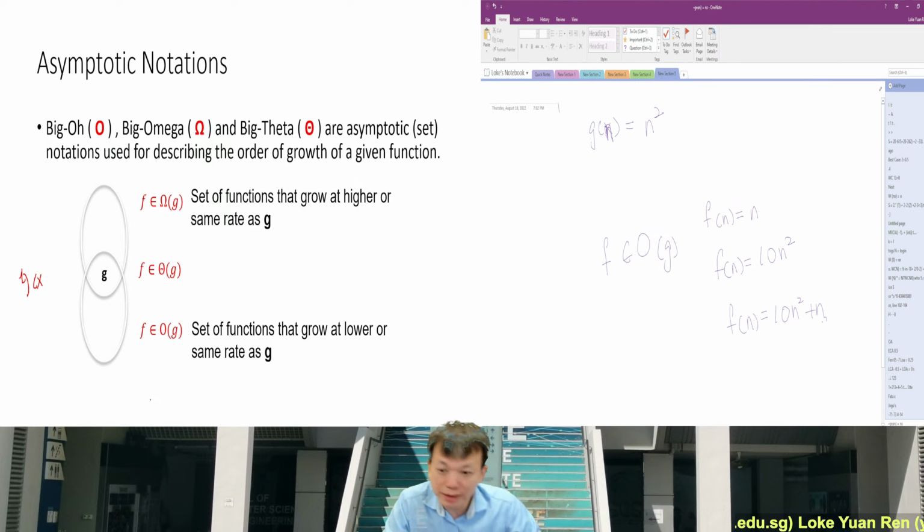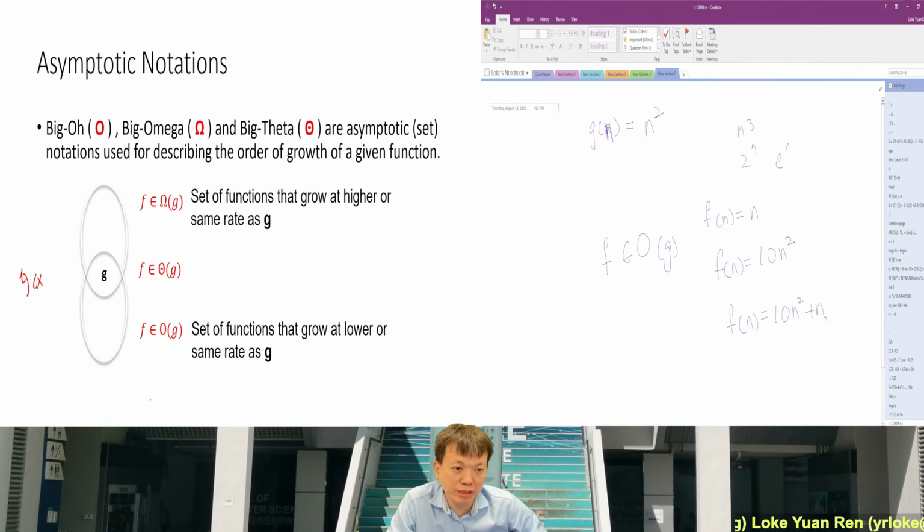Maybe I have to stop here. Maybe I quickly go through the big omega. Big omega is a set of functions, not just one function. It's all the possible functions under this category. So big omega means the functions whose order of growth is higher or the same. Higher means that they are all higher. That means n cube, the order of growth is higher. That means the function can be n cube, can be 2 power n, can be anything.